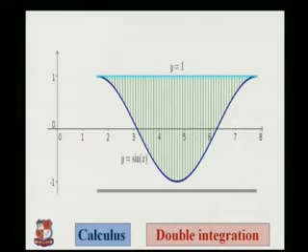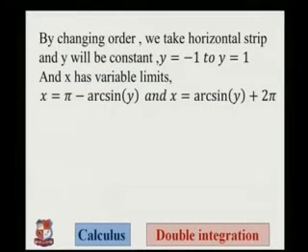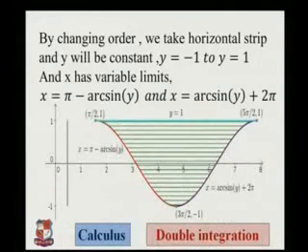Here we can see the diagram of y equal to sin x. Here x is constant, so we have a vertical strip, which is seen in green color. Now we convert by changing the order. We take a horizontal strip and y will be constant. So y goes from minus 1 to 1, and x has variable limits: x goes from pi minus arc sin y to arc sin y plus 2 pi. So this is the diagram for the horizontal strip.